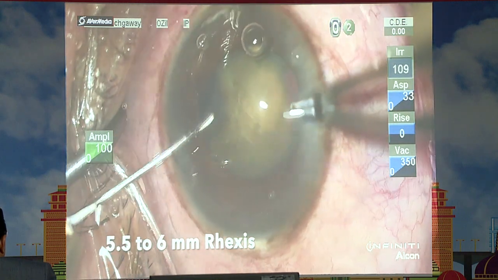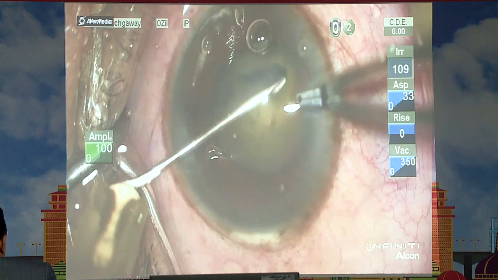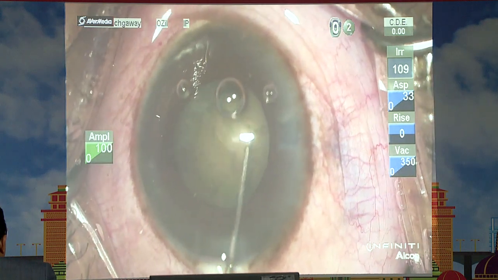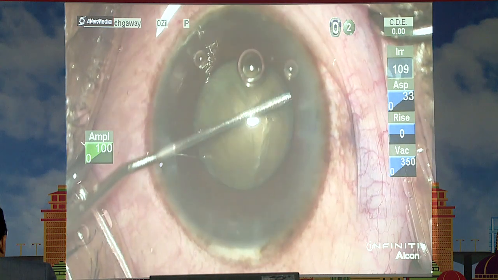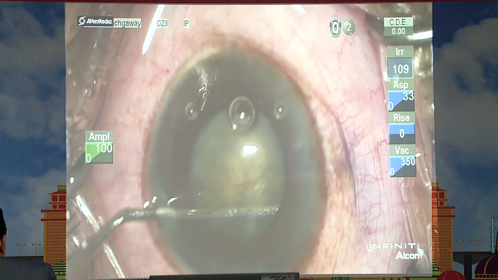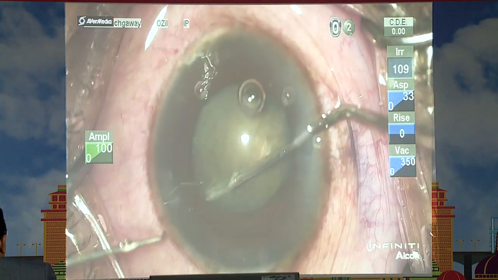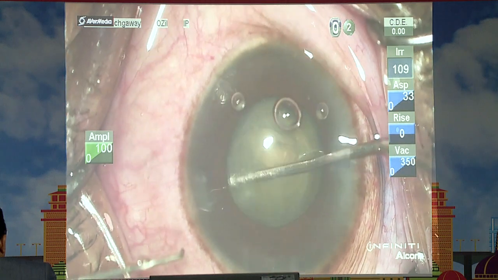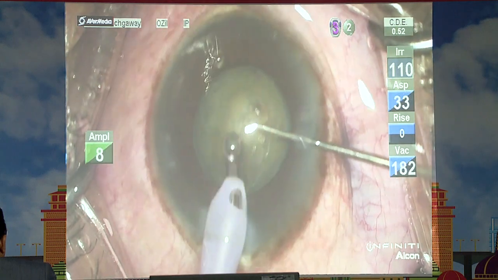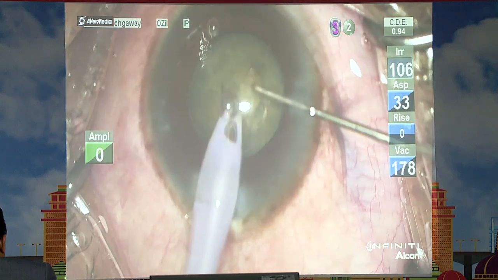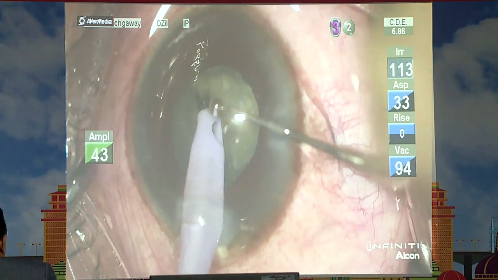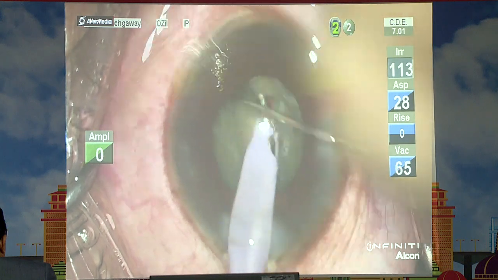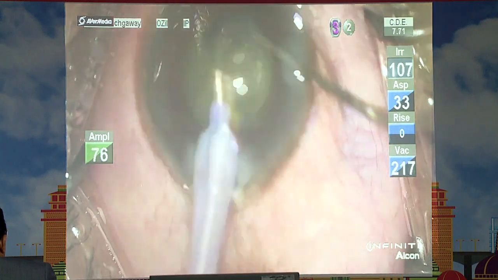In this case, I took the precaution of making a slightly larger rhexis, because we want minimum manipulation of the lens. A 4.5 millimeter rhexis may cause problems, so I went for a 5.5 to 6 millimeter rhexis. Gently, with a spatula beneath the anterior capsule, if you sweep it, that ensures some mobility of the lens. And then slowly you start chopping it into small pieces.